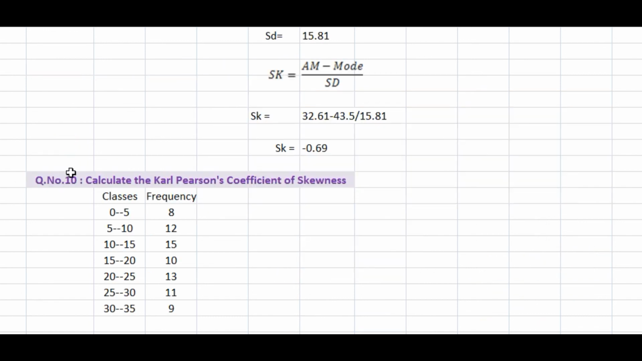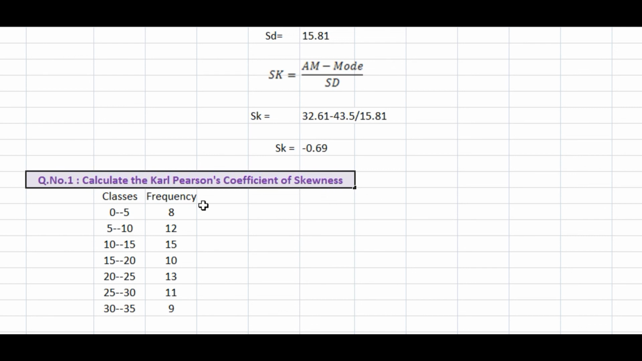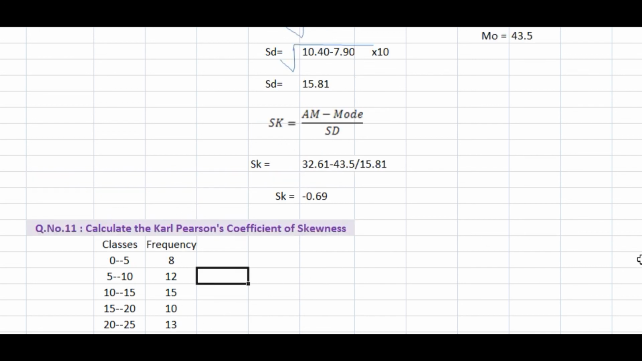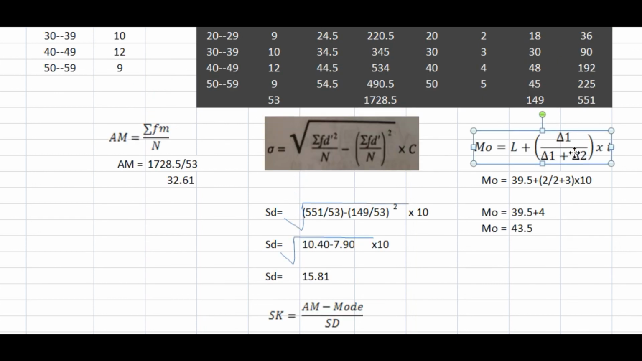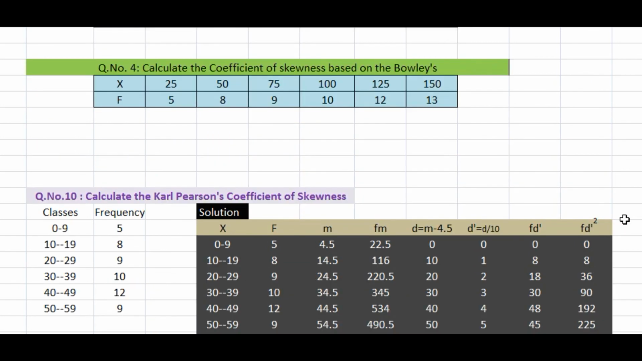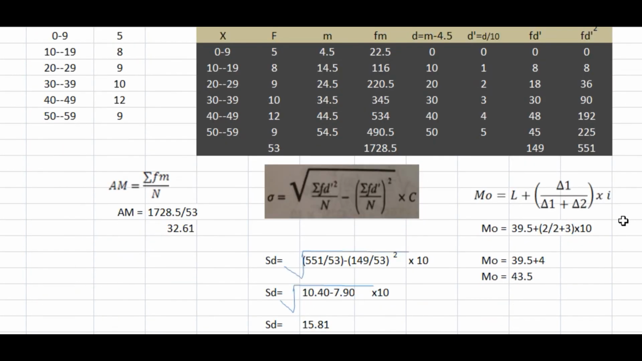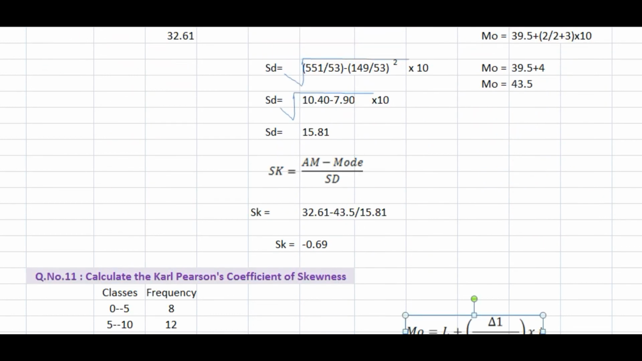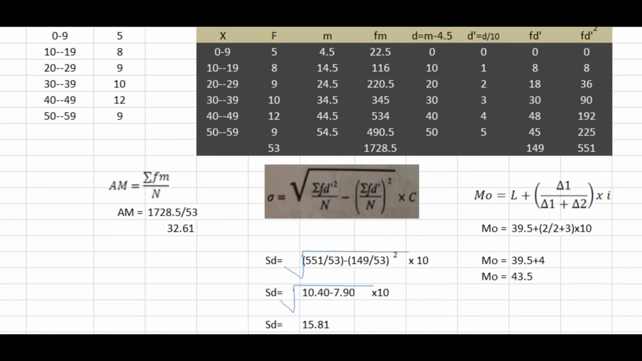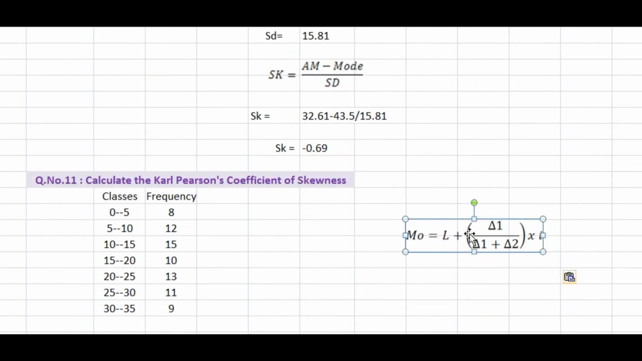Okay, see the question number. This question number is 11. Calculate the Karl Pearson's coefficient of skewness. The classes are 0 to 5, 5 to 10, up to 30 to 35, with frequencies 8 to 9. When you are solving questions like this, you need to think about which mode formula to use. I think I gave one more formula for the mode, in case the mode is ill-defined. Whether the mode is possible by using this formula or not.